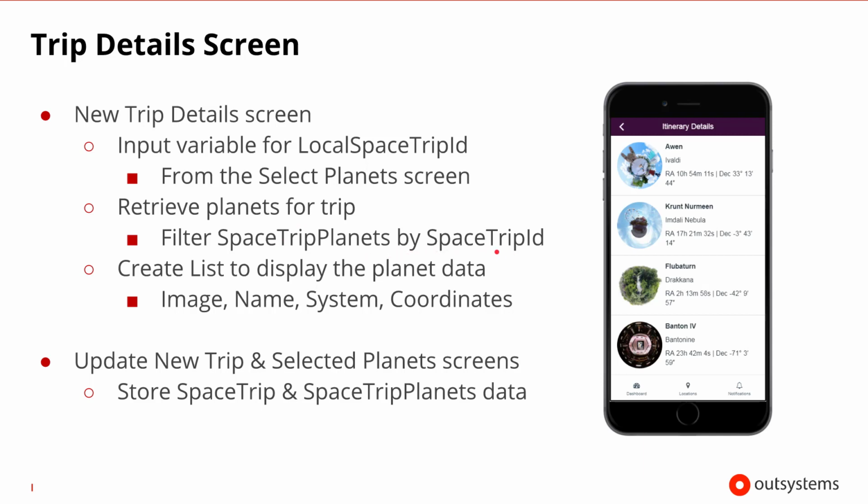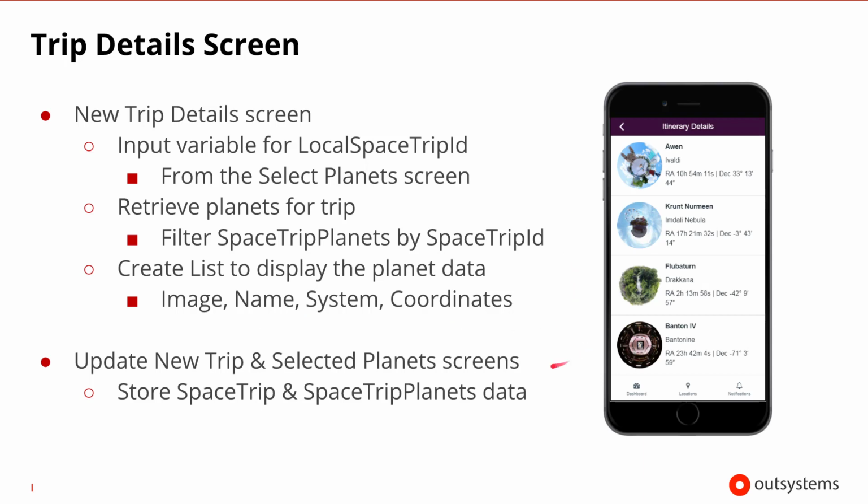And from there, we'll be able to use what's retrieved to create a list to display the planets that will be visited. And we'd like to display the image, the name, the system, and the coordinates. So we get something that looks like this.